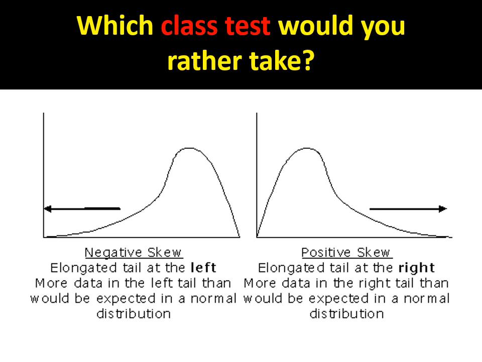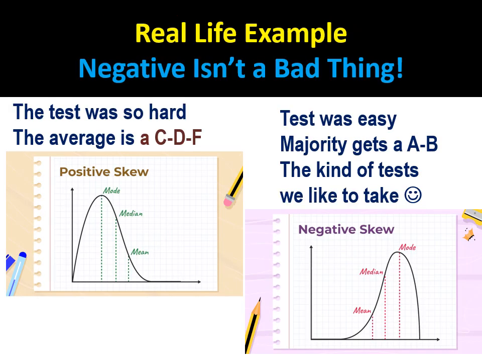Okay, so now comes an interesting question. Which class test would you rather take? Would you rather have a test where you have a negative skew, or a test where you have a positive skew in the results? So, if you walk in in your last period of the day and you ask the teacher, hey, what are the test scores like? And they say, well, it's positively skewed. Would you want that as your test?